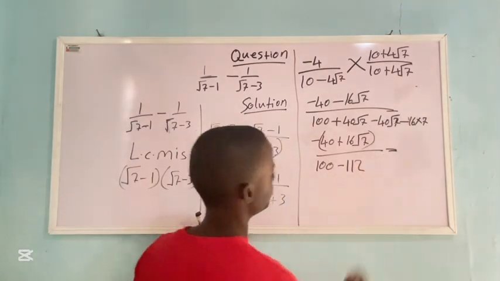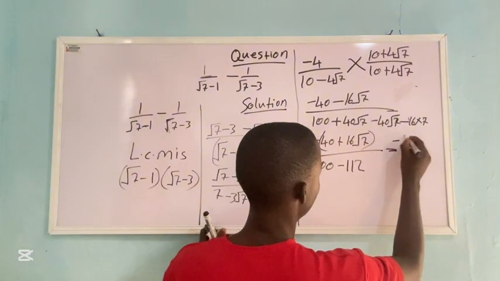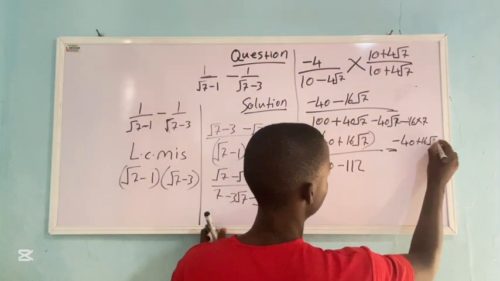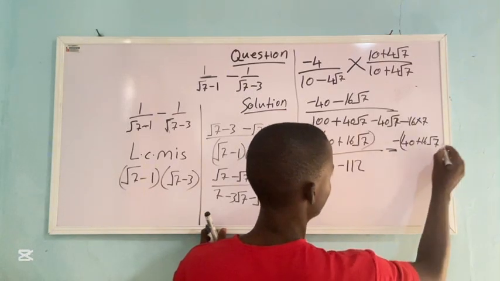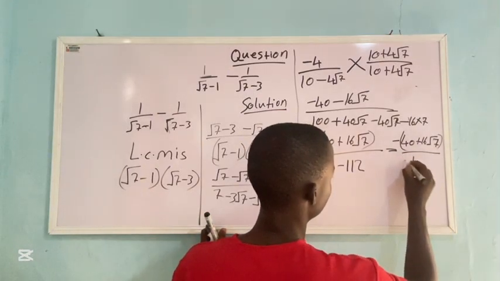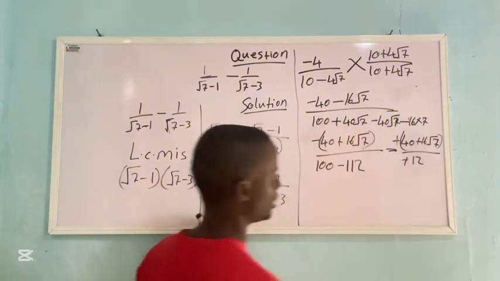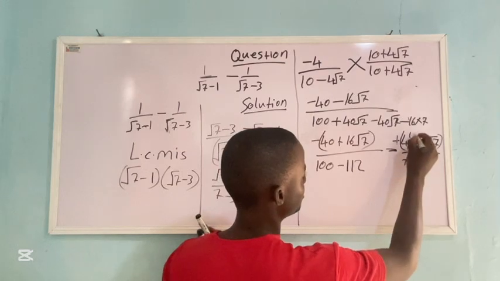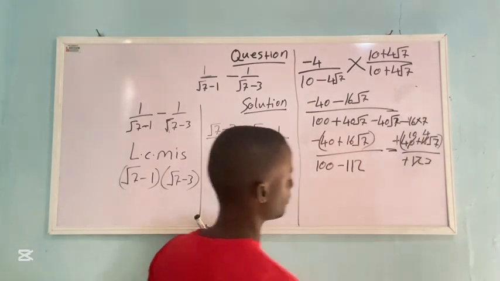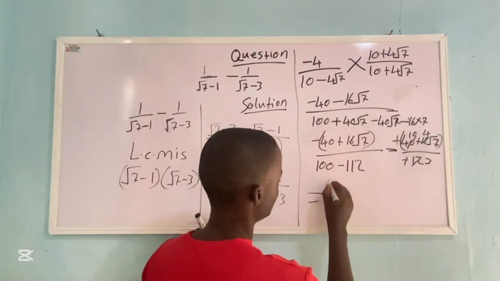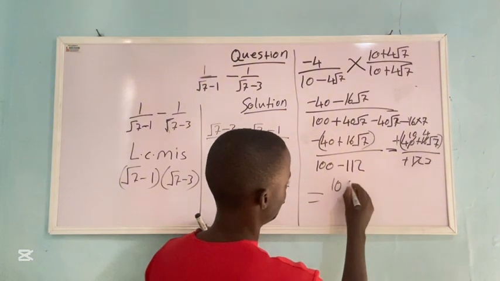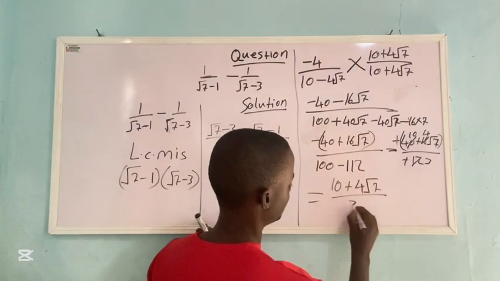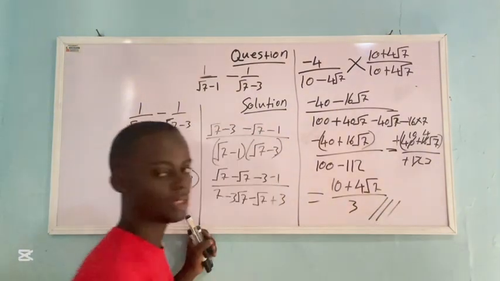So I'm going to have minus 40 plus 16 root 7 all over minus 12. Minus cancels minus. So now 4 goes into 16 four times, 4 goes into 40 ten times, and 4 goes into 12 three times. So our last answer is going to be 10 plus 4 root 7 all over 3. That is our final answer.